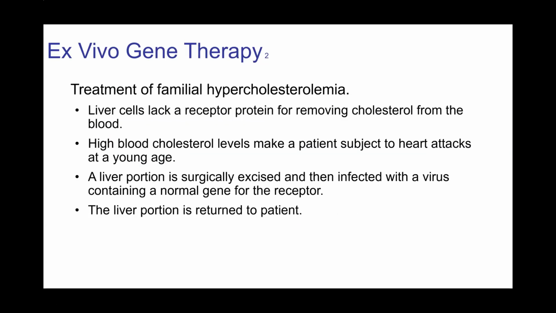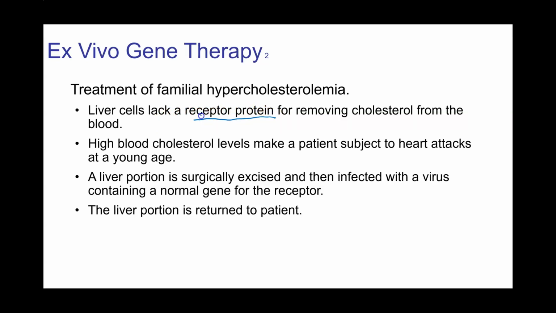Familial hypercholesterolemia. So in this disease, which I've talked about in chapter 23, when we talked about heterozygosity and genetic disorders, this is a disease that affects the ability to take in cholesterol. So people that have this disease can't pull in the cholesterol. The reason for this is the liver, which takes in our cholesterol, they lack the receptor proteins for removing the cholesterol.